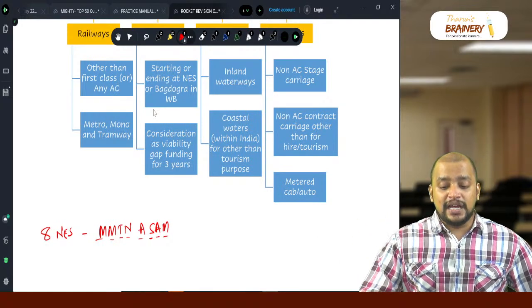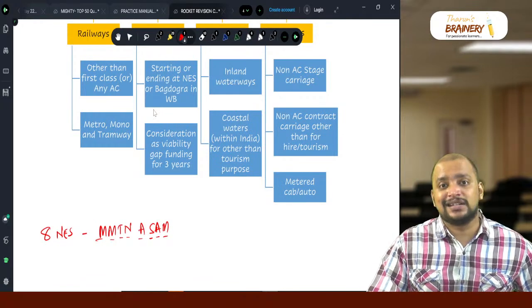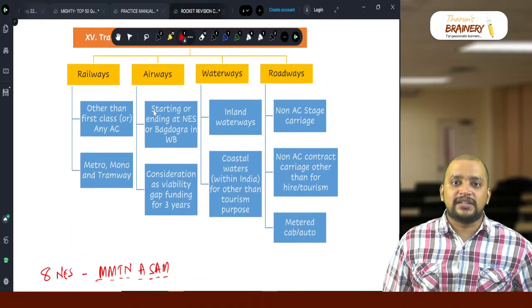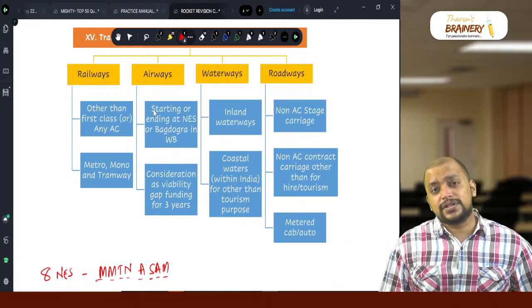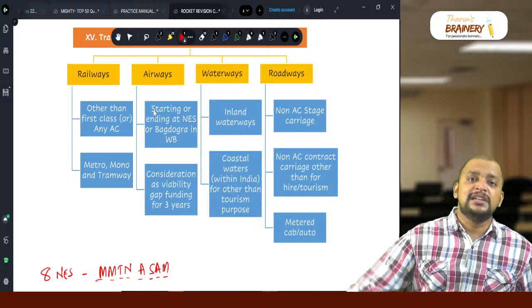Okay. So what about money received from passengers? That will be taxable. Then waterways. In case of waterways, inland waters exempted. Then coastal waters. Coastal waters means like seaways.